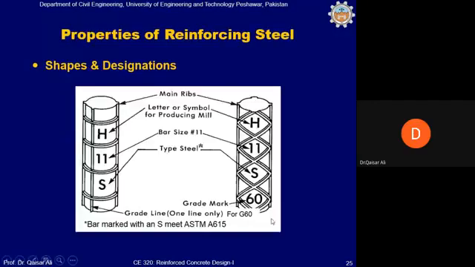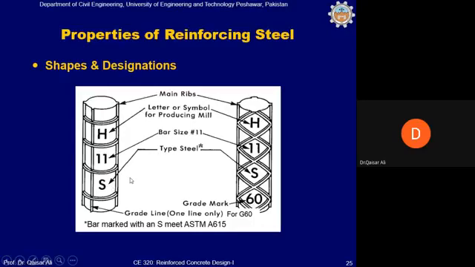This is the general typical shape of bars. On the left, you can see a bar with horizontal and vertical ribs. These ribs, as I said earlier, are projections, deformations. These ribs basically help the bonding between steel and concrete. Then sometimes there are some letters written on the bars. The letter H usually indicates the symbol for the producing mill or the factory name. The number basically tells us the diameter of the bar. If, for example, it is number 11, it means it is an 11/8 bar. The diameter is 11/8. And S means the type of steel.